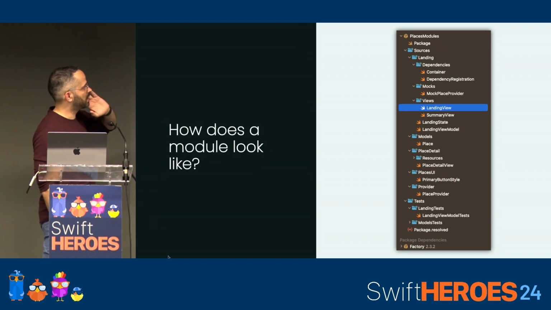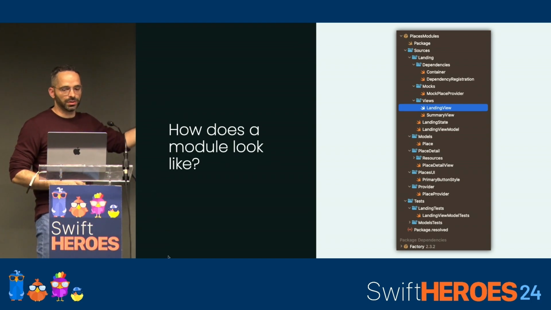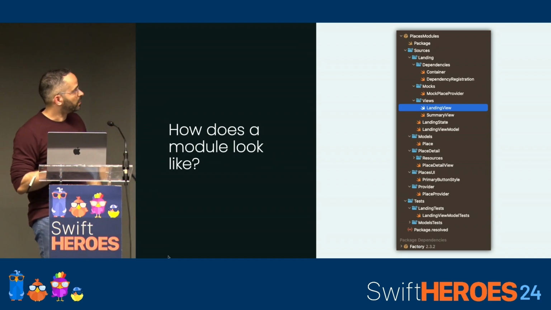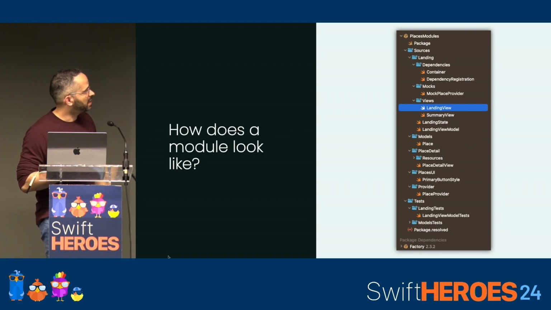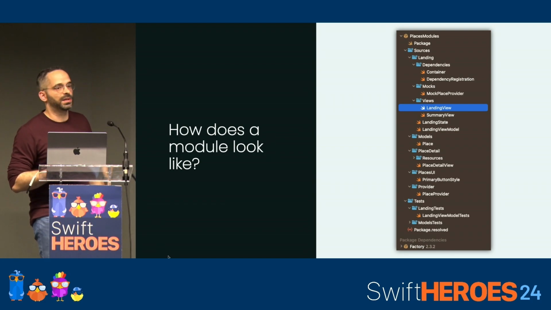I don't know if you can see this, but this is how a module looks, and I will try to explain it for those that can't see it. You have a shared module here, which is Places UI, that basically contains styles for your buttons and stuff like that. You have a provider, where you have a bunch of HTTP related code. And one important part is the dependencies here.